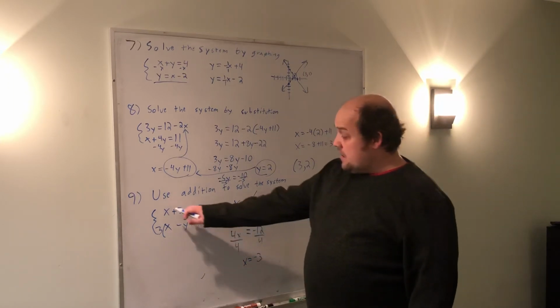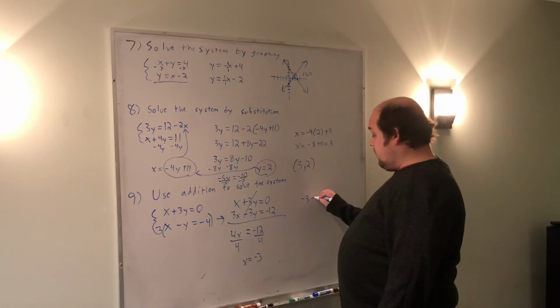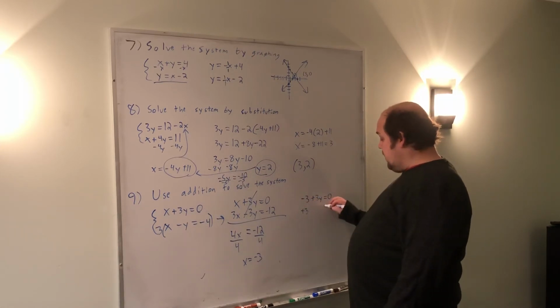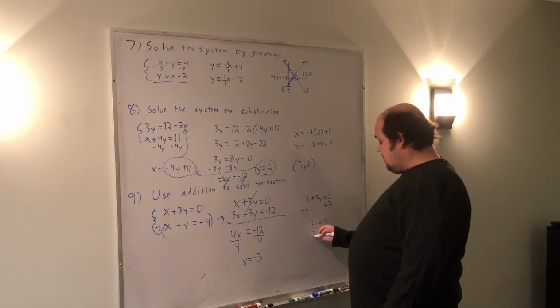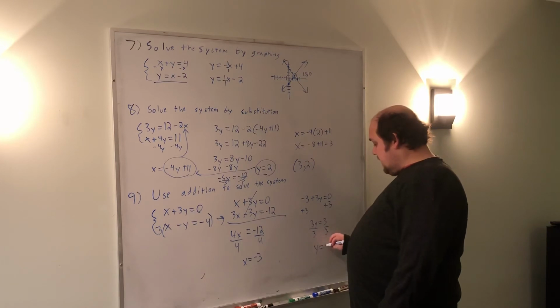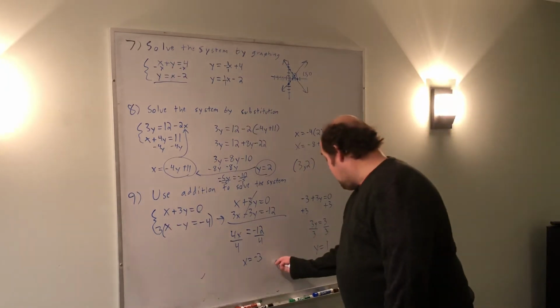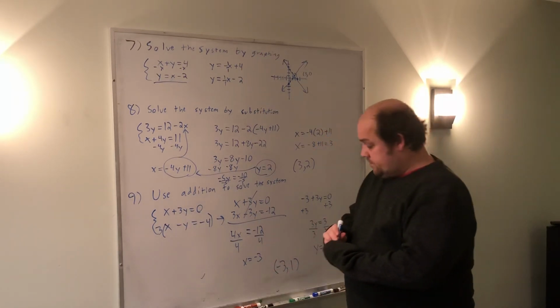I can take that negative 3, plug it back into the first equation, and it'll become negative 3 plus 3y equals 0. Add 3 to both sides, and I get 3y equals 3, which means y equals 1. That gives me a final answer of x equals negative 3, y equals 1.